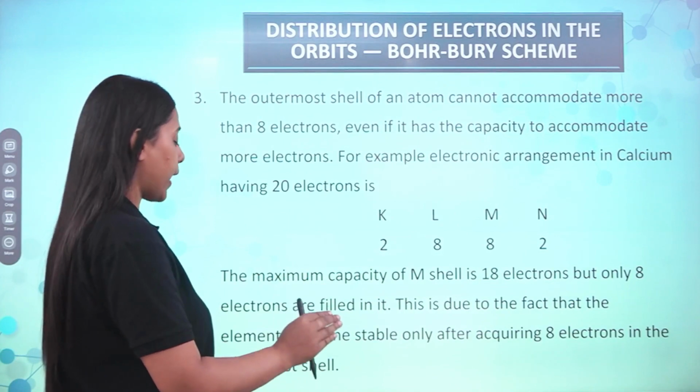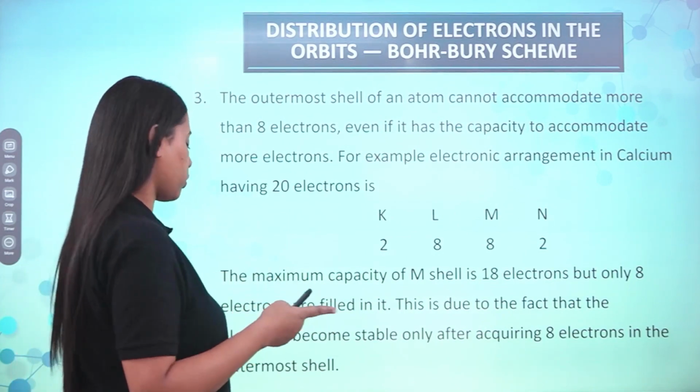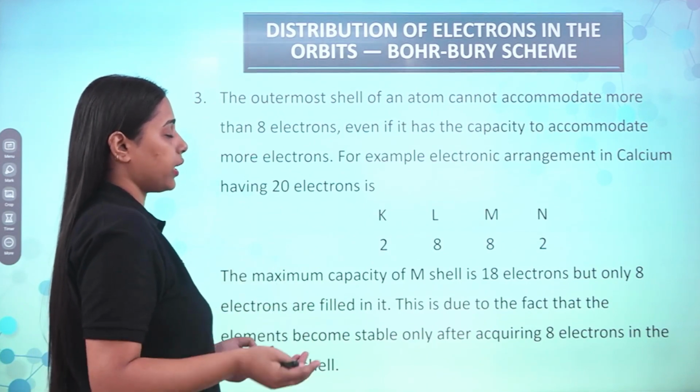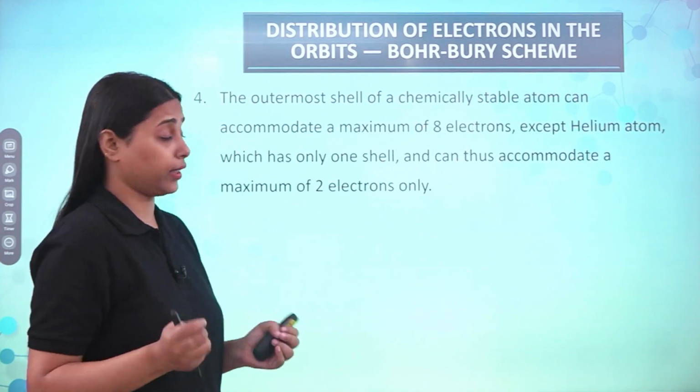This is because elements become stable only after acquiring 8 electrons in the outermost shell. So they follow the octet rule. After 8 electrons they are considered stable, so they are not going to show any kind of reactivity further.